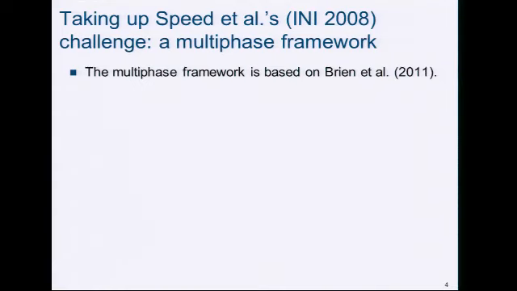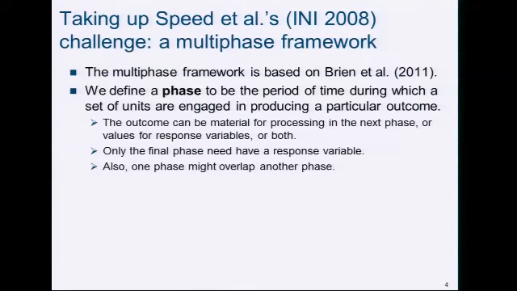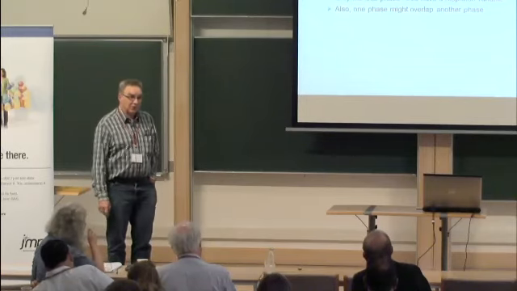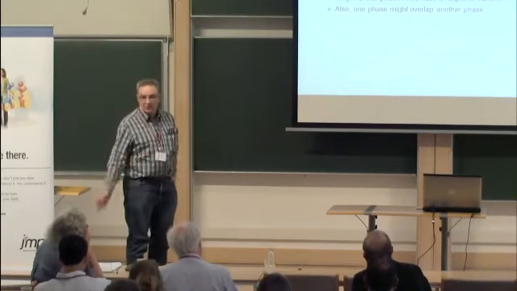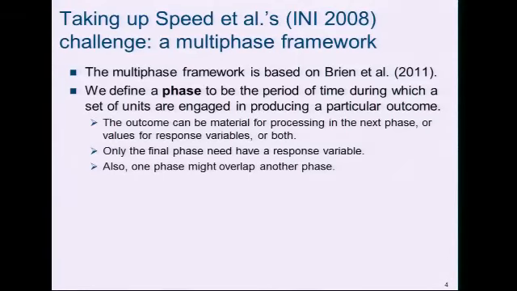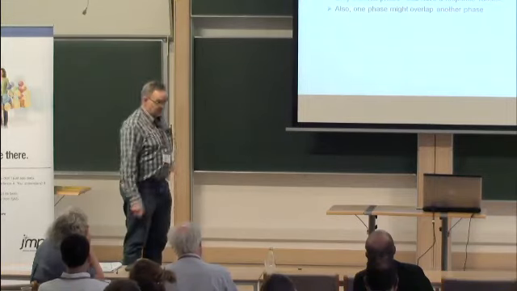Well, you've got lots of laboratory phases in microarray experiments. In that paper, we define a phase to be the period of time during which a set of units are engaged in producing a particular outcome. And the outcome can be material for processing in the next phase, or values of a response variable, or both. And only the final phase need have a response variable. And in fact, in microarray experiments, that's usually true. That's the only phase that has a response variable. Everything else is producing something to go on to the next phase. And you can also have that one phase might overlap another phase. You don't have to have that they are separated discretely in time.